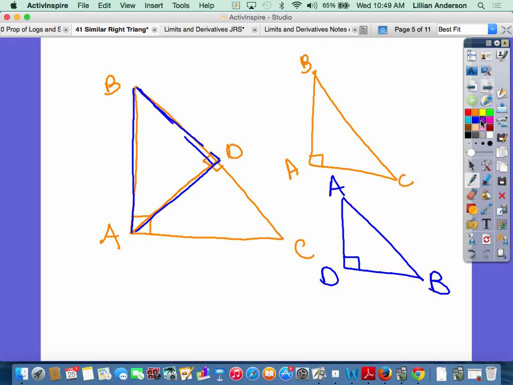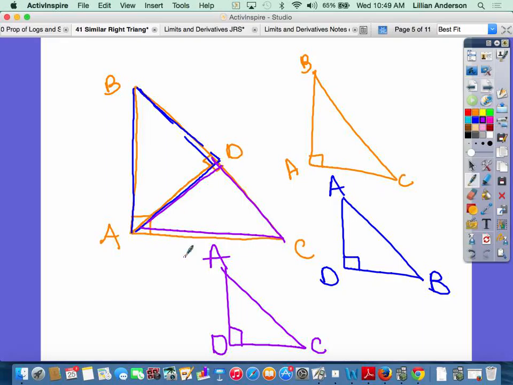Okay. Now take the purple triangle. What's my right angle? It's still D. DC matches up with what side in the orange triangle? Say a little more with confidence, a little louder. DC. AC. AC. And then A would match up with what in the big triangle? B. This is how they are related, okay?